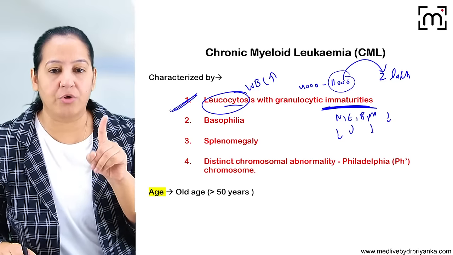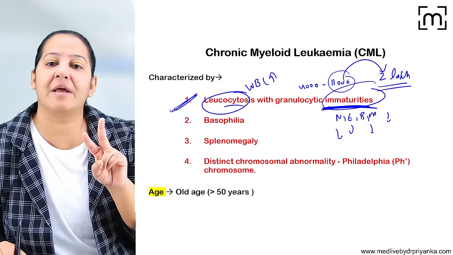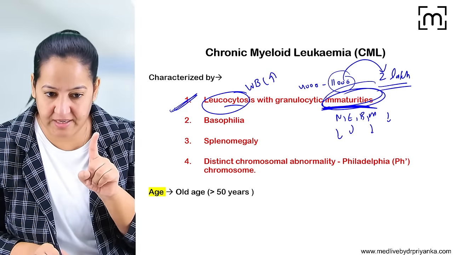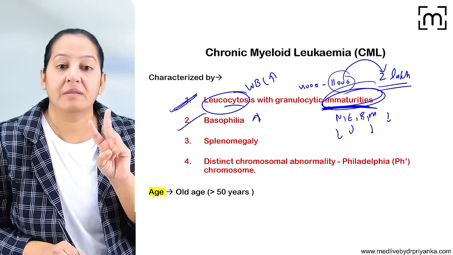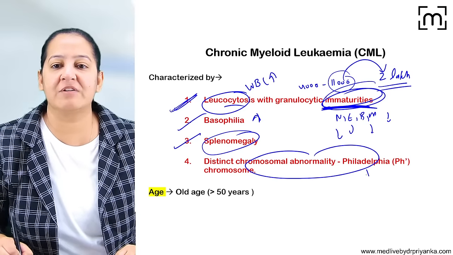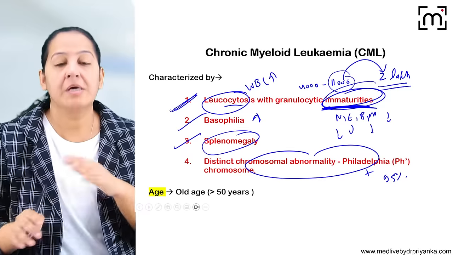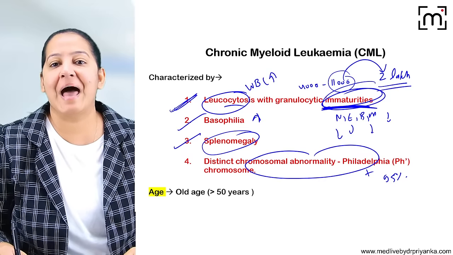So in the total leukocyte count, TLC, the count is high. And in DLC, you will find these are immature, not the mature ones. Basophils are too high. Splenomegaly is there; the patient's spleen is enlarged. And the Philadelphia chromosome is positive in 95% of patients. What does Philadelphia mean? I will tell you. So learn the four criteria of CML.